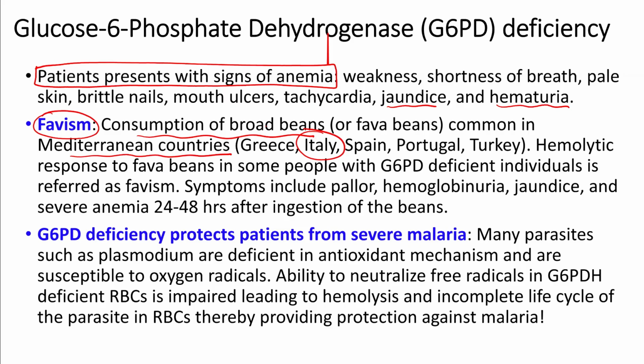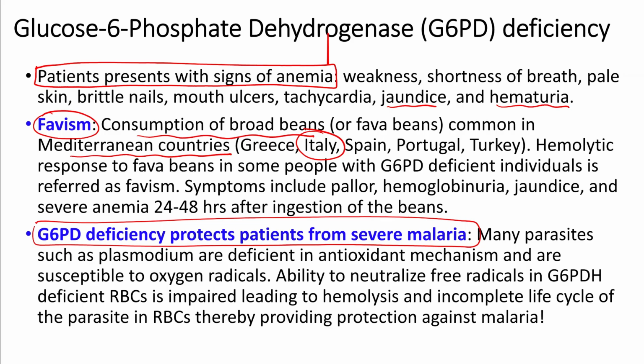So symptoms include pallor, basically signs of anemia, which you're going to see after 24 to 48 hours of ingestion of beans. Then, G6PD deficiency protects patients from severe malaria. I have already explained why. In areas where malaria is endemic, why do you see G6PD deficiency? It is just to protect against a severe condition. It's a survival mechanism. Okay, so that is the reason.